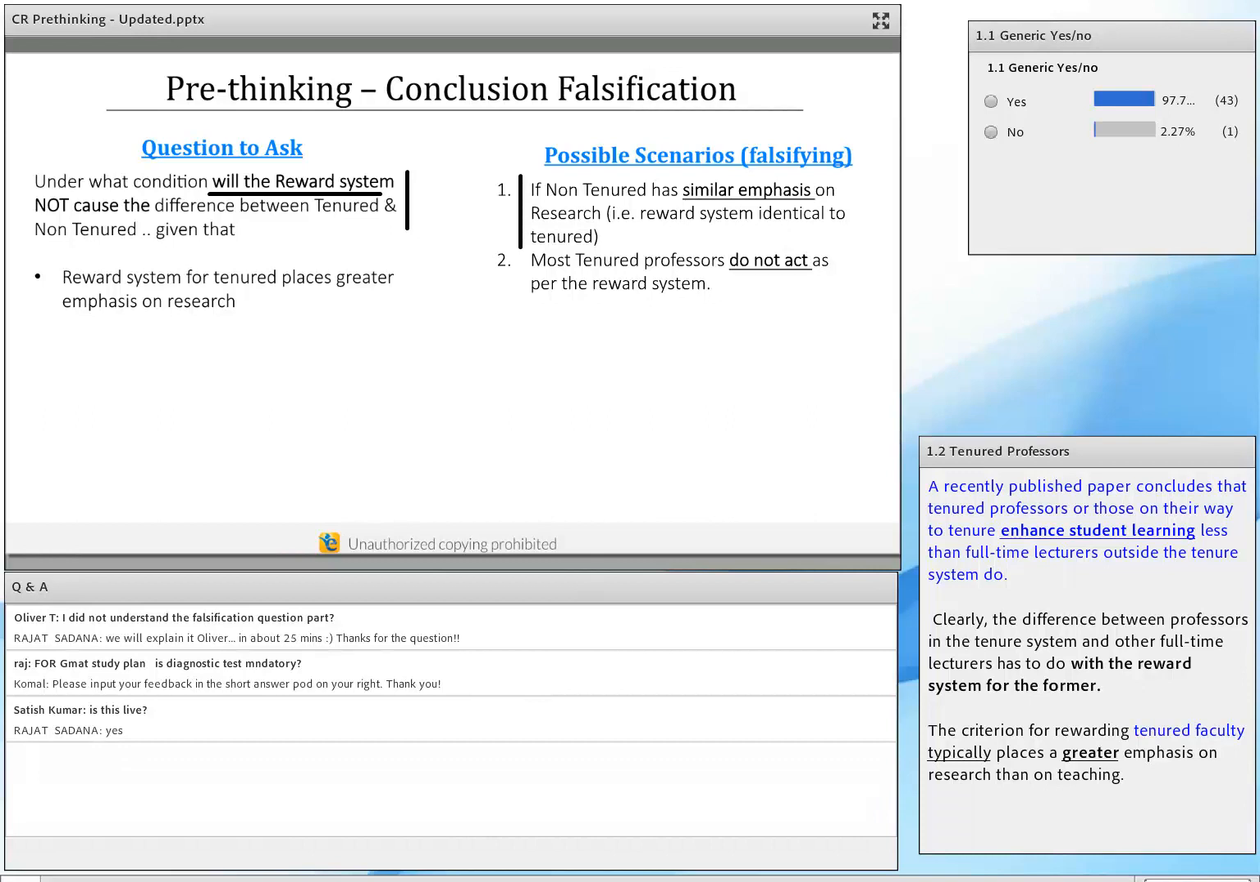For the second condition, both of these scenarios actually say it has to be something else, not the reward system, that's causing the difference. Look at them. So if these are the scenarios under which my conclusion breaks down, then what's my assumption? My assumption is that non-tenured professors do not have an identical reward system. And then the second assumption is that most tenured professors should care about the reward system.